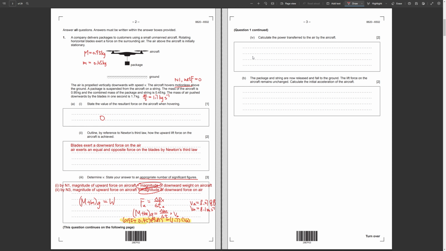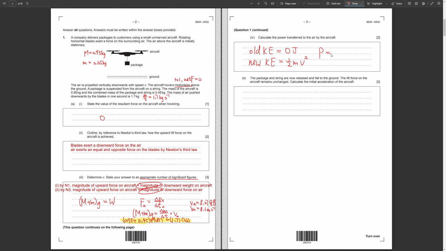Part 4, you're going to calculate the power transferred to the air particles by the aircraft. Power is defined as the rate of energy transfer. And what was the energy transferred to the air particles? Purely KE. And the old KE of the air particles is 0 joules as they were stationary. After passing through the blades, they will be moving very fast. The new KE of the air particles should be half mv squared.